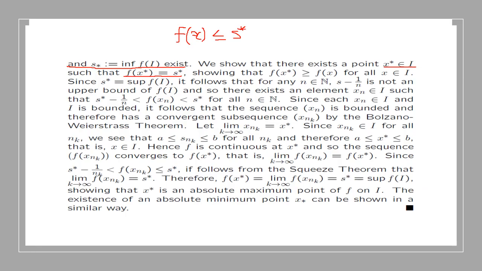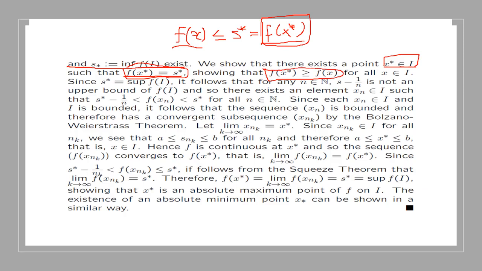Now, if we can show that there is an element x star in I such that f of x star is equal to s star, then this will tell you that f of x is less or equal to f of x star for all x in I, and therefore this will be an absolute maximum of f on I. So that's what we are saying here.